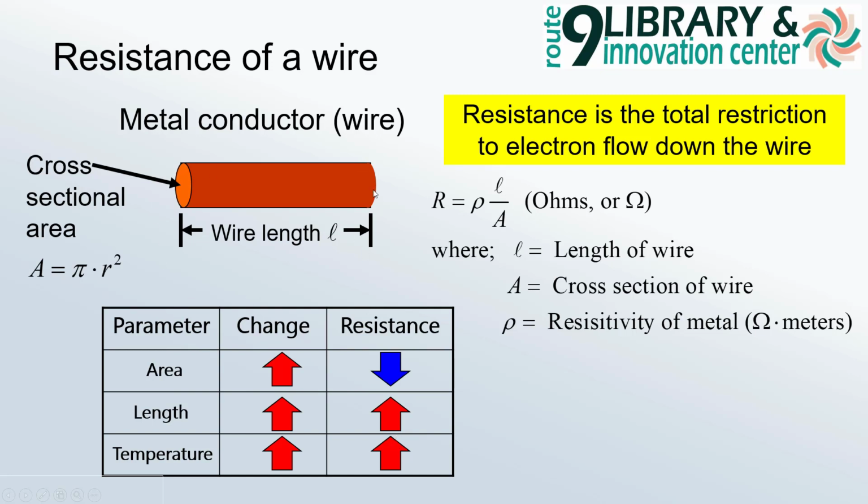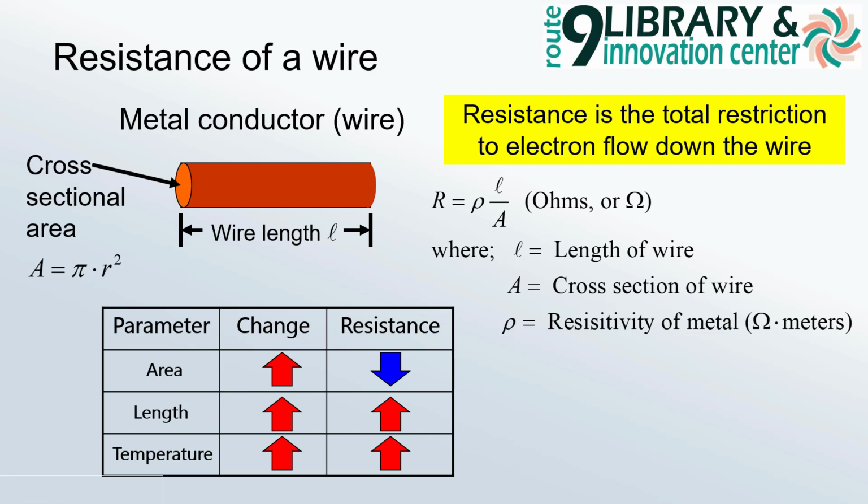So this gives you an idea of if you needed to calculate the resistance of a wire, you could use this formula. And it also gives you an idea of what impacts resistance. So obviously, if I have a thicker wire, it's going to have lower resistance.